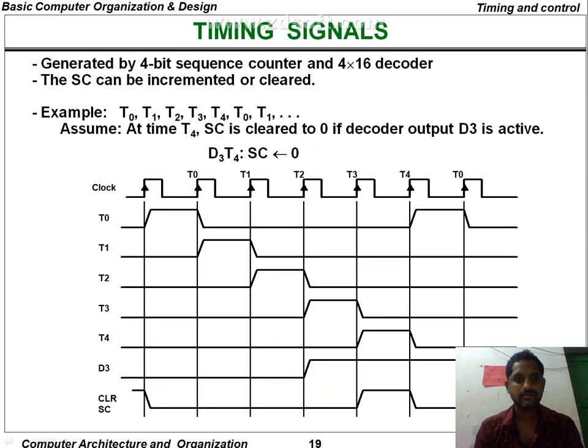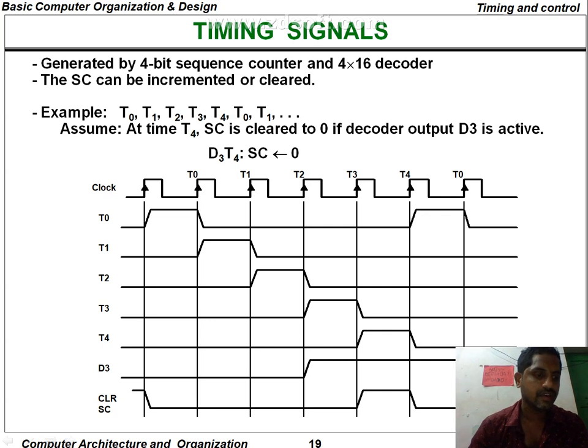That is D3 T4. See here, at D3 T4, the sequence count SC is 0. At the time of T4, SC is cleared to 0 and the decoder output D3 is active. Whenever D3 is activated, SC is 0 whenever D3 T4. So D3 is activated at the time of T4, that is, SC is cleared. C is the clock pulses.